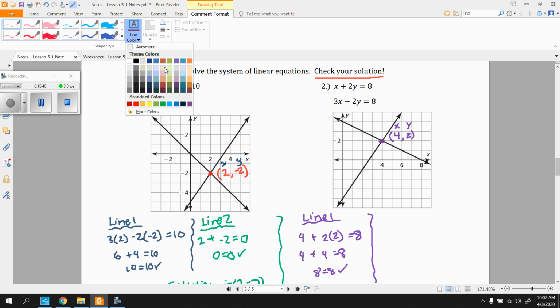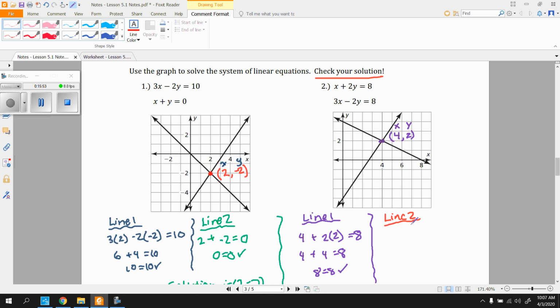One more here. Why not? Line 2. This one's got a little bit more substitution, so 3 times my x coordinate, which is 4, minus 2 times my y coordinate, which is also 2, and we're hoping to be equal to 8. So 3 times 4 is 12. Show this in-between step: 2 times 2 is 4, equals 8. 12 minus 4 is 8. 8 equals 8. I like it.